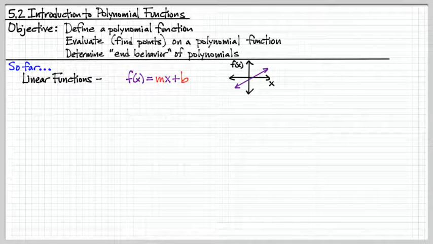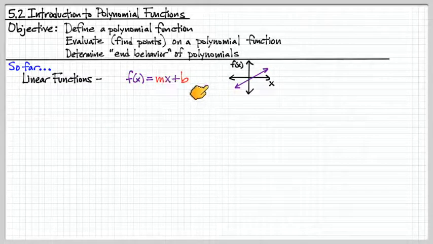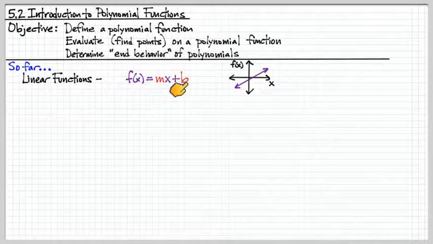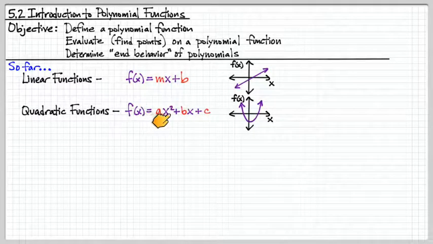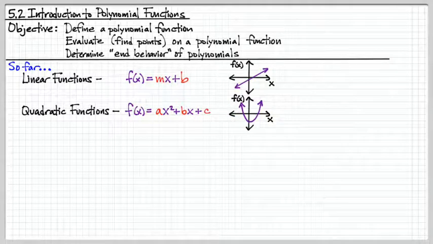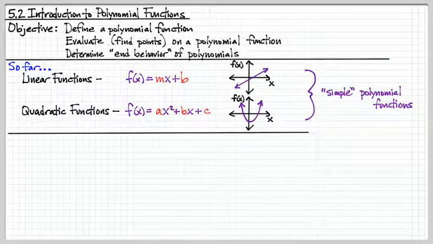Let's start talking about some of the functions we've looked at so far. At the very beginning, we looked at lines. They have a form mx plus b. Then we looked at quadratic functions, and they have a form of ax squared plus bx plus c, and it has a shape of a parabola. These are the simplest type of polynomial functions.